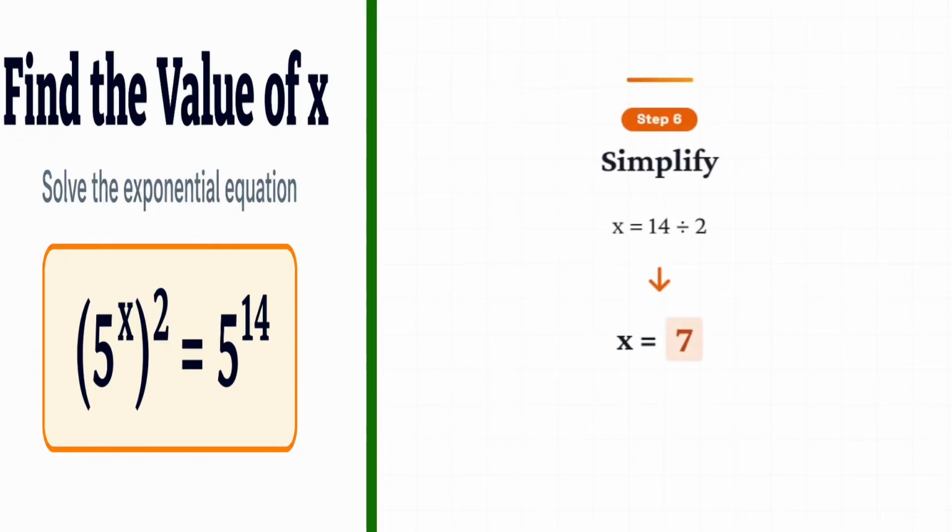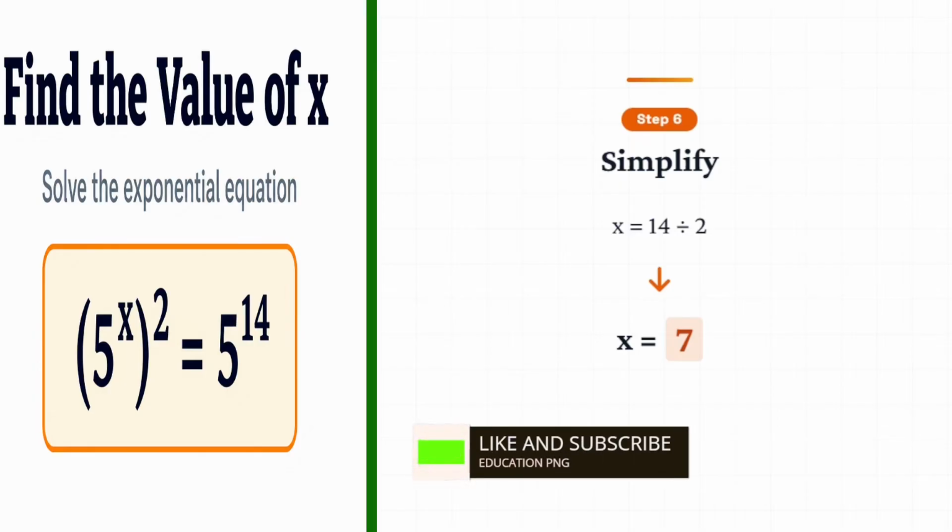Step 6. Simplify the result. 14 divided by 2 equals 7. Therefore, x equals 7.